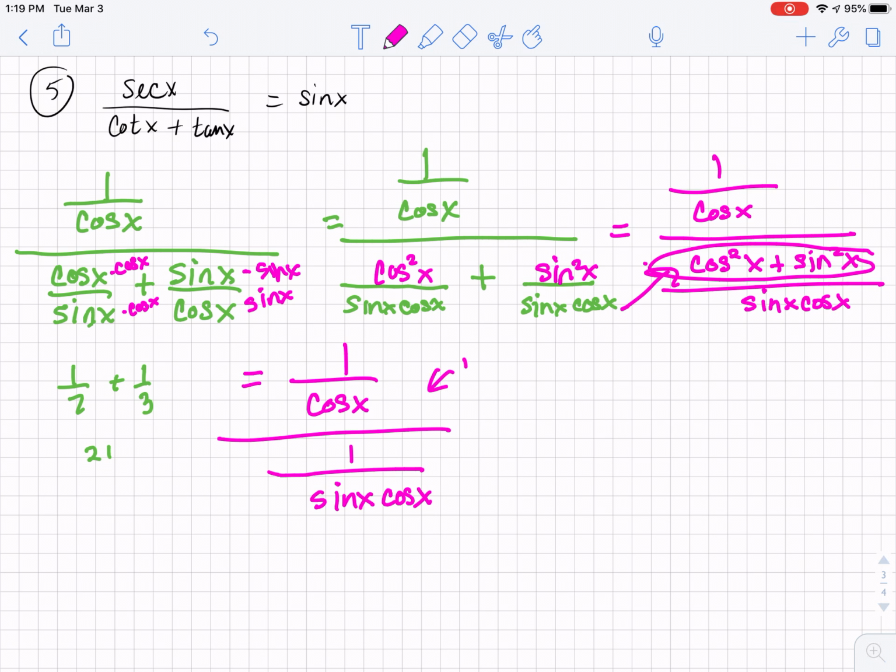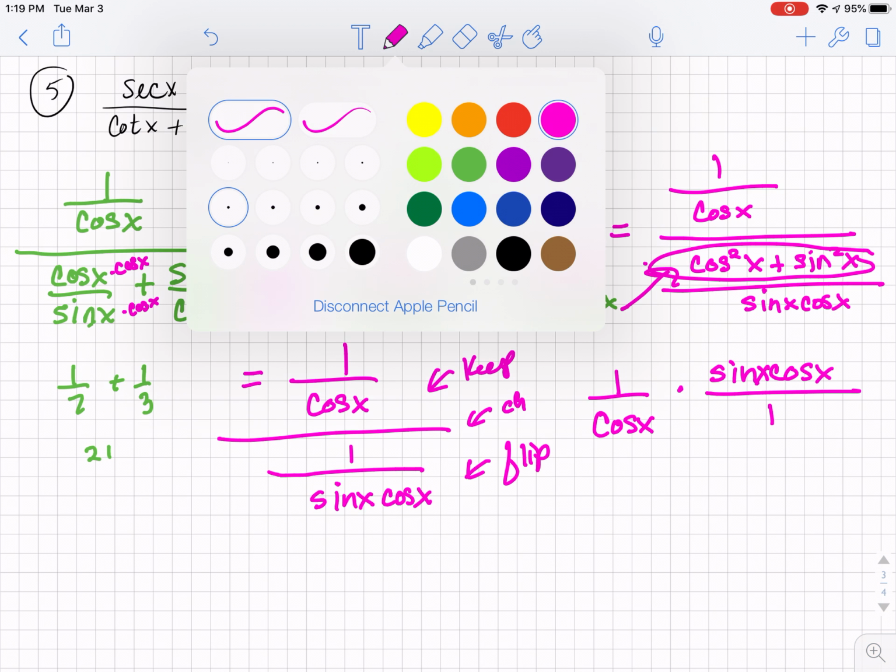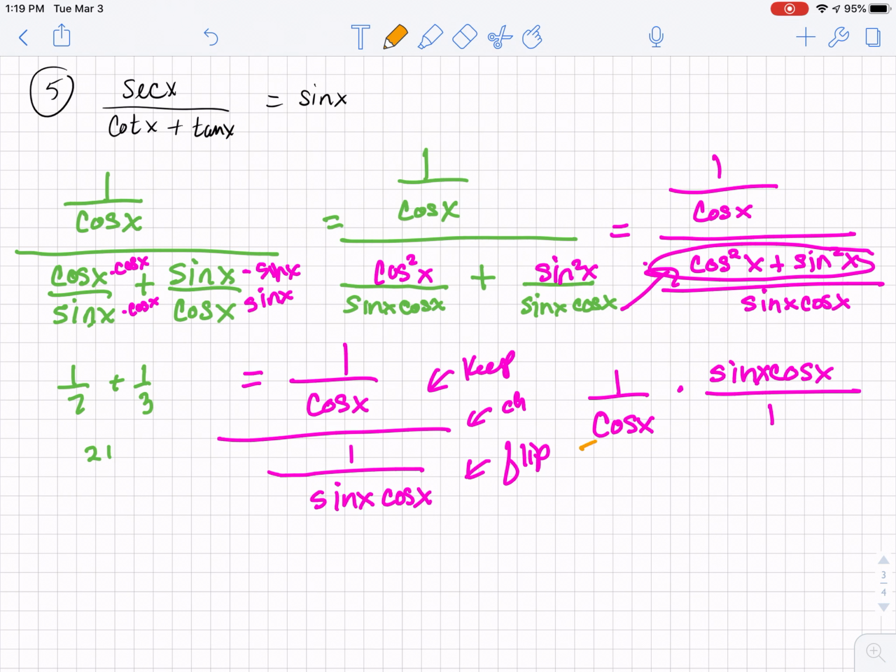Now you're going to keep, change to multiply, and flip. Let's see what happens. So we're keeping 1 over cosine x, multiplying, and we're going to multiply by sine x cosine x, all over 1, and now we can cross cancel this cosine x and this cosine x, so that what I end up getting is just 1 times sine x over 1, which is sine x, and this is what I was going for.